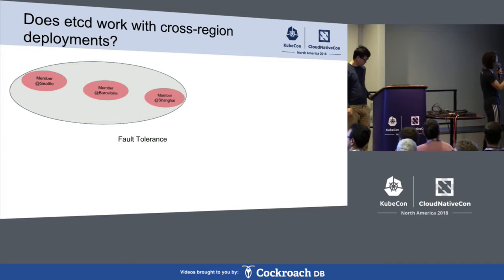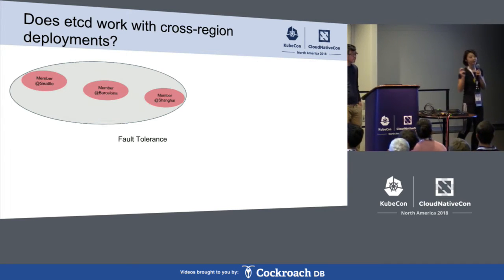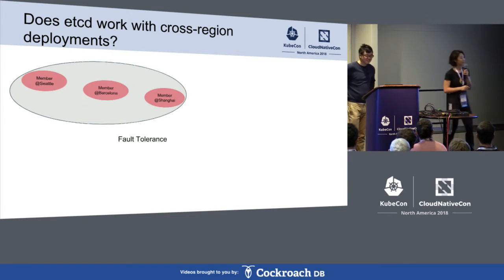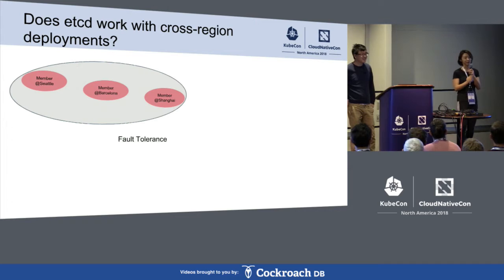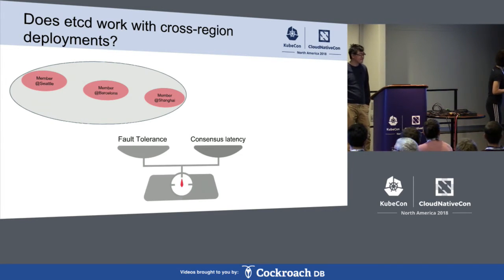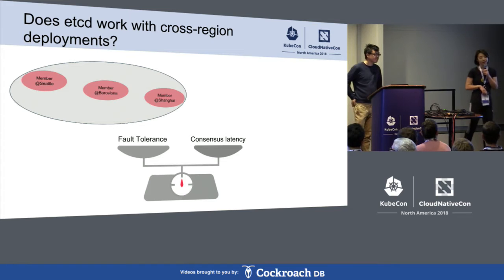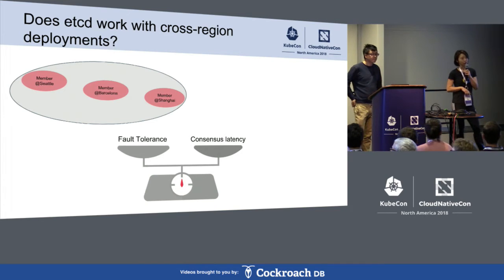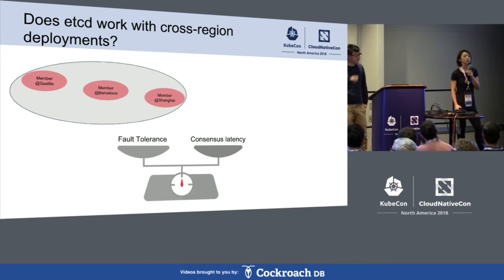So this is supposed to be a representation of the Earth, and the 3 regions are the KubeCon locations. Not that we have tested in these 3 different regions, but the cross-region deployment of an etcd cluster does come with a price.